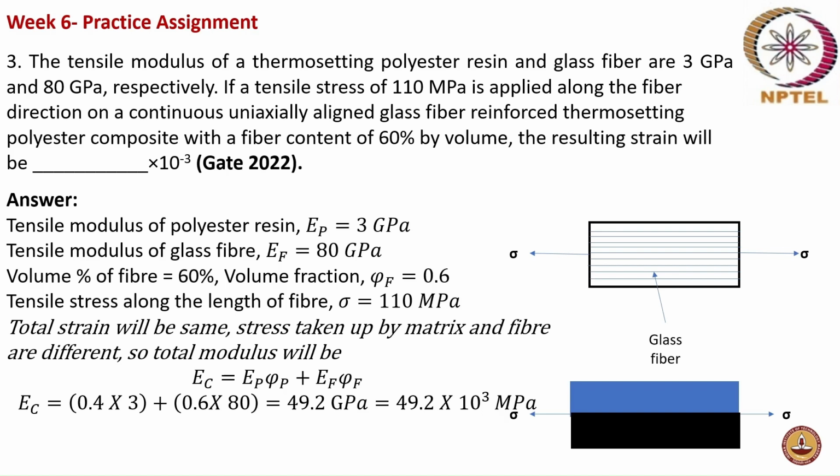So it's a non-dimensional parameter. Okay. So your strain will be sigma by EC. Sigma they have given as 110, and EC you have calculated as 49.2 into 10 power 3 megapascal. So you will end up with 2.2 into 10 power minus 3 as the strain value. Okay. I got it.